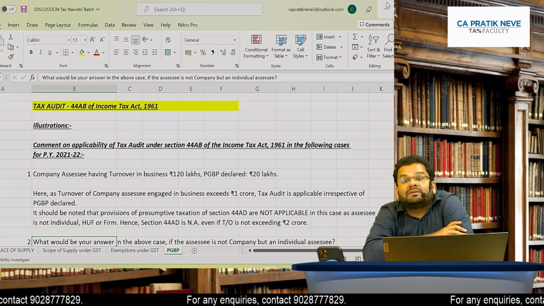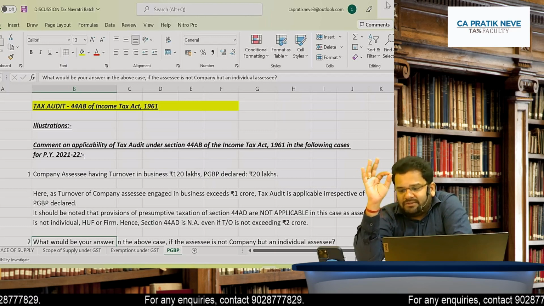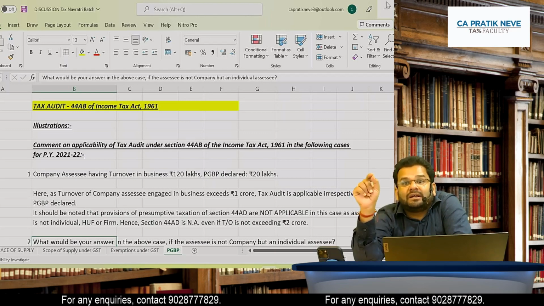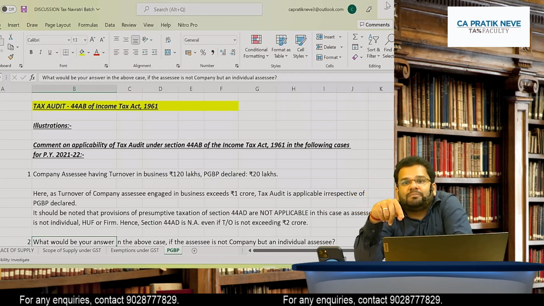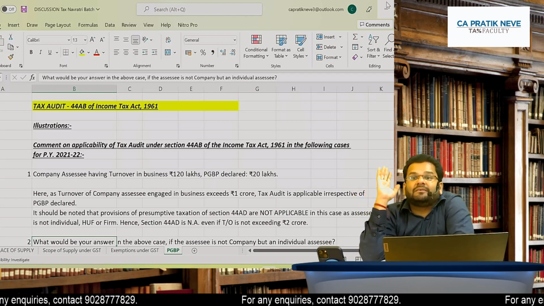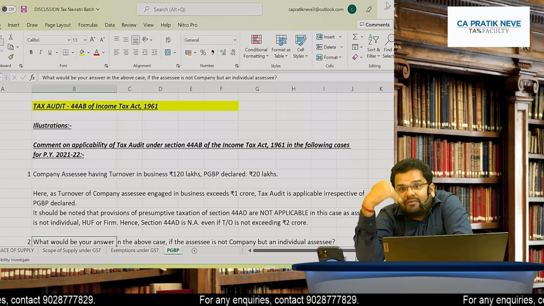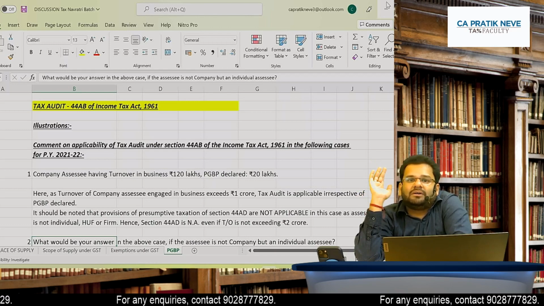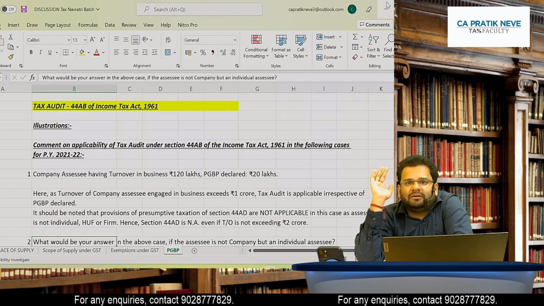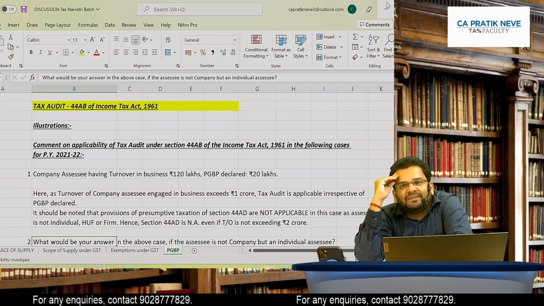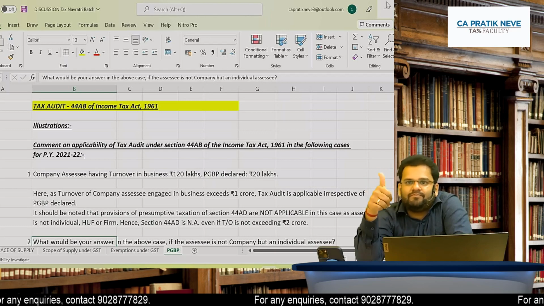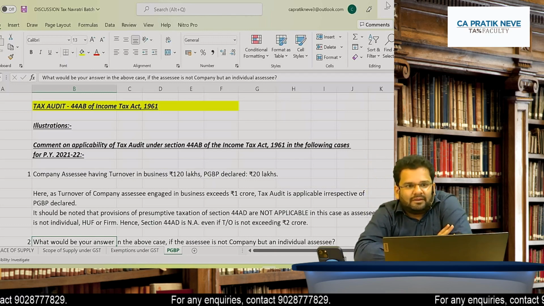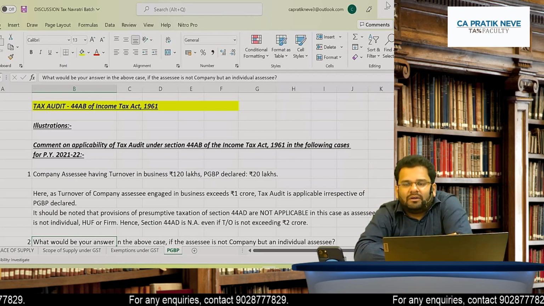Okay, if their turnover is not exceeding 50 lakh rupees, then what should they do? They should declare at least 50% of gross receipts as PGBP. If they declare less than 50% as PGBP, it is a sin. Then maintain books of accounts and get them audited. Got it? Clear all of you? Understood?